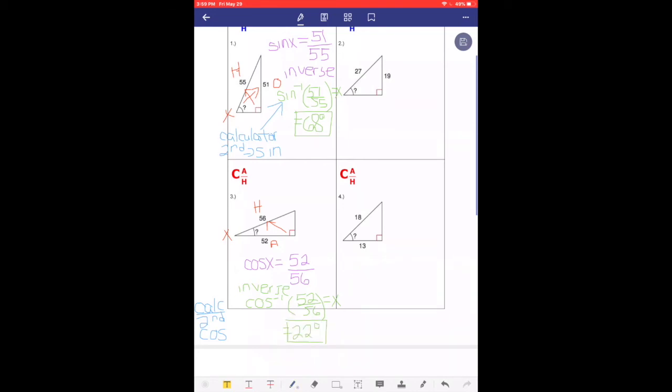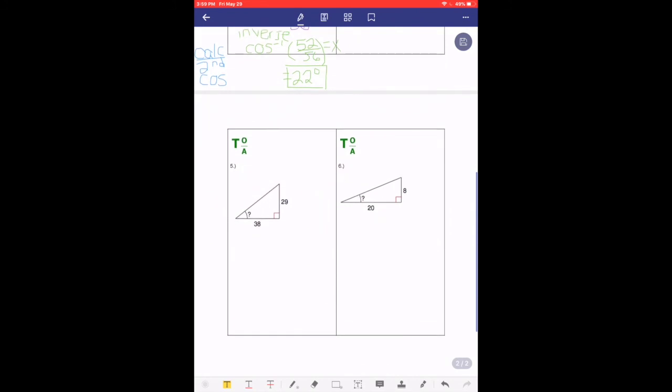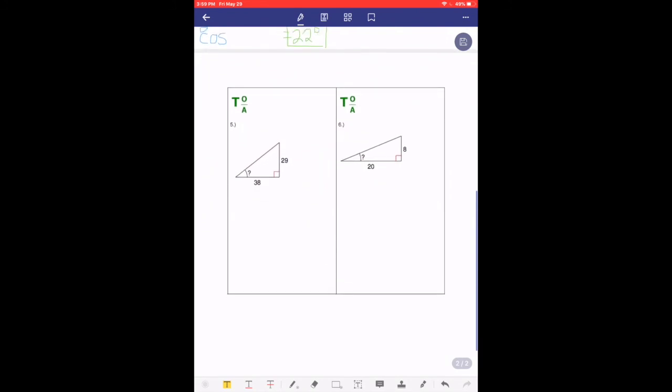Our last example that we're going to do together, we're using the tan function this time. Start by labeling my angle as x. And in this question, the 29 is opposite the angle x, and the 38 is adjacent. Okay, so my equation would be tan of x equals opposite over adjacent. Opposite was 29, adjacent was 38.